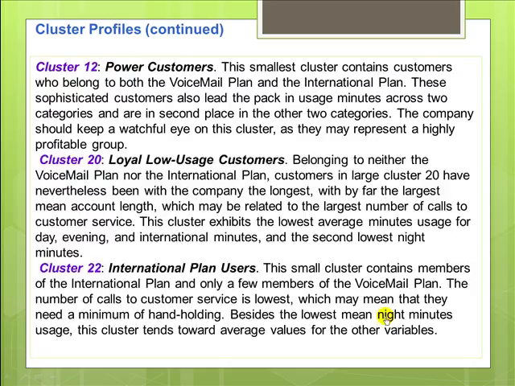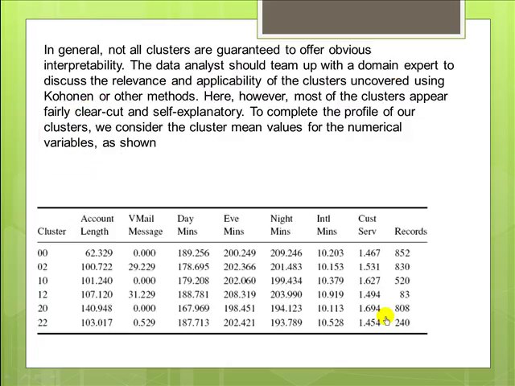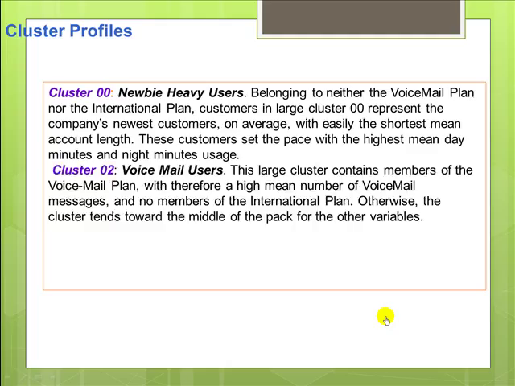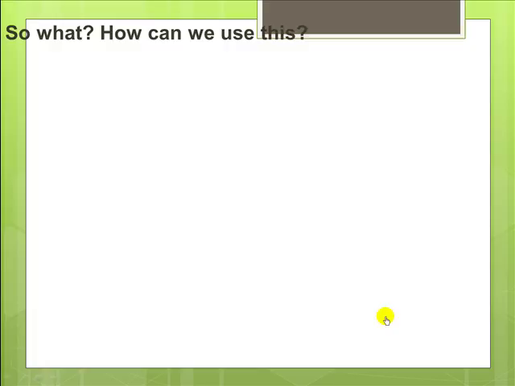So what does he say about them? This small cluster, is it small? 240, I guess, a relatively small cluster. It contains members of the international plan and only a few members of the voicemail plan. So remember, that was the one that just had a few voicemail. The number of calls to customer service is lowest, which may mean that they need a minimum of hand-holding. Besides the lowest mean night minutes usage, this cluster tends towards average values for the other variables.